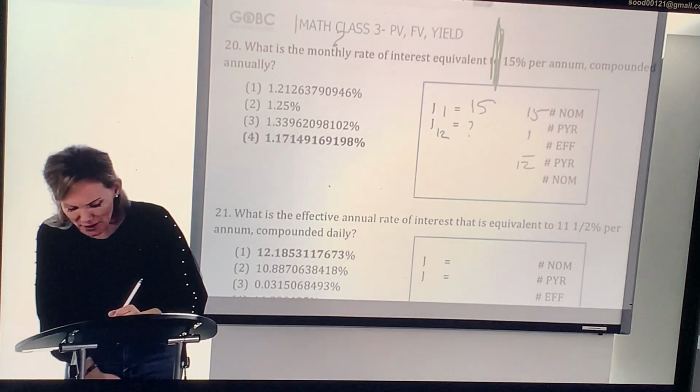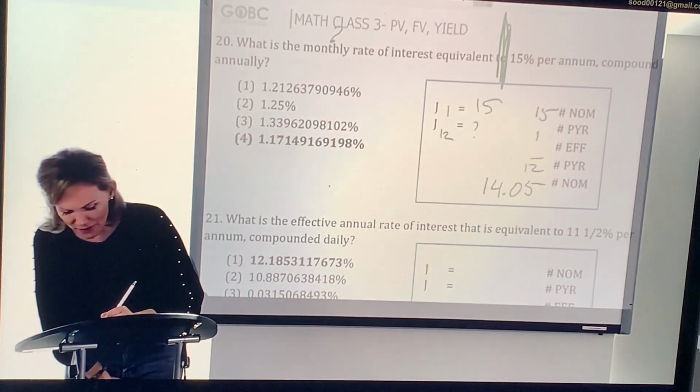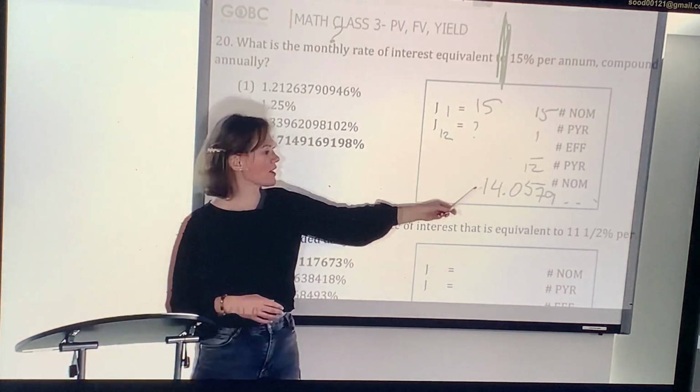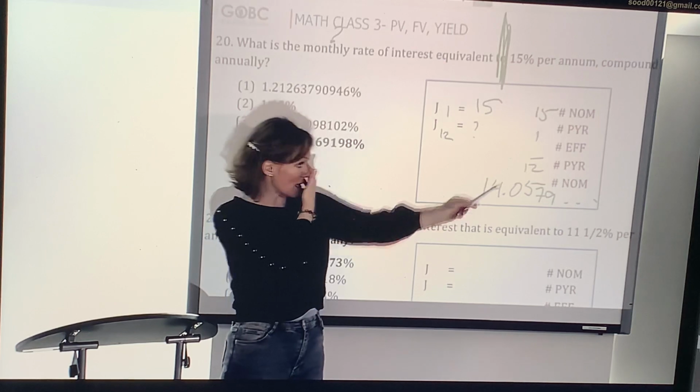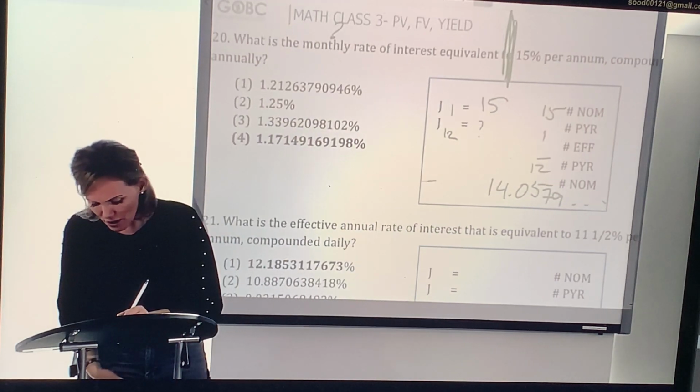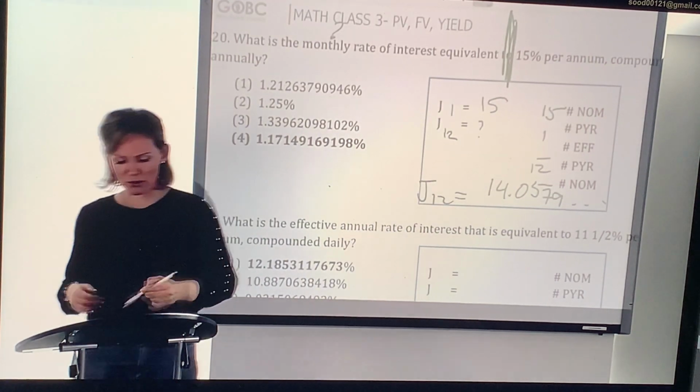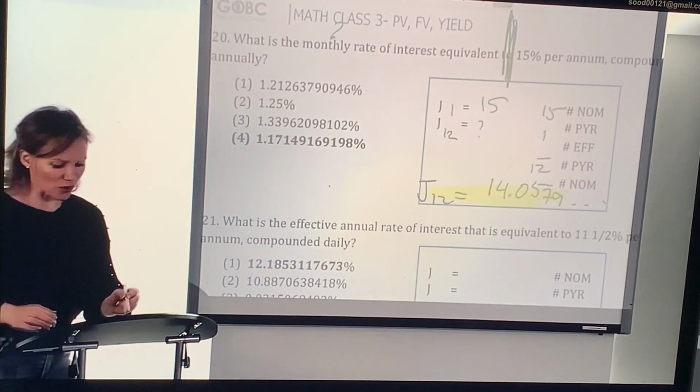Comes up to 14.0579 something, okay? So this is your rate that you got in here. It should be a long number in there. Now what's this? Look at your last PYR. That is your J12 equals 14.75. So right now we got this. What is that telling you?